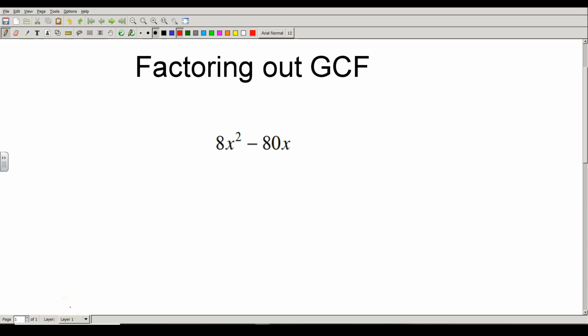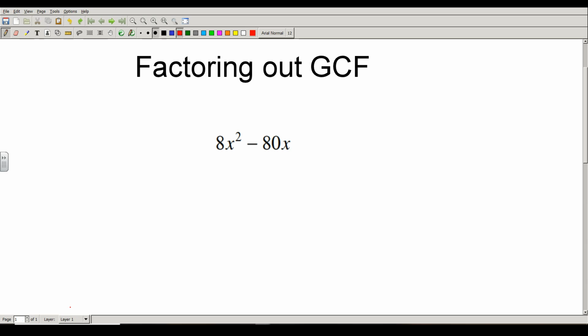All right, so we're going to talk about factoring polynomials. The very first thing that you have to understand is how to look at a polynomial, look at the terms, and see if all of the terms have something in common. See if there is a common factor or a greatest common factor that we can divide out of this.